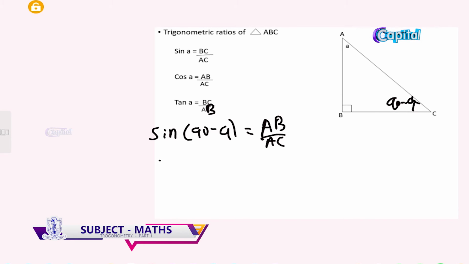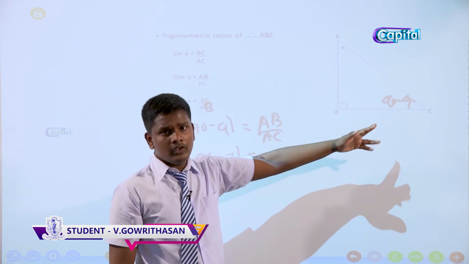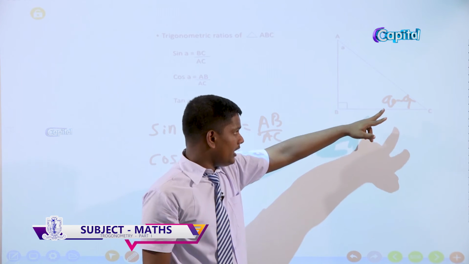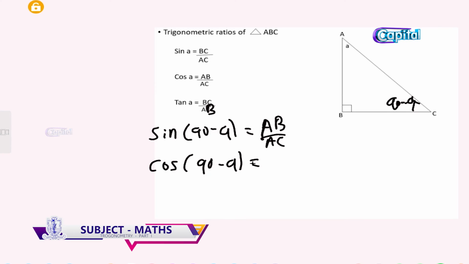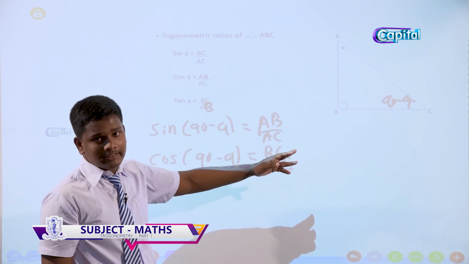Then write cos 90 minus A. What is cos? The cos function we already know. Cos means adjacent side by hypotenuse, adjacent side BC and the hypotenuse AC. Adjacent side BC by hypotenuse AC. Now find the tan function. Tan means opposite side by adjacent side.